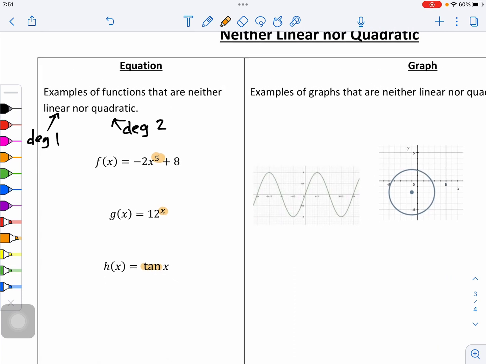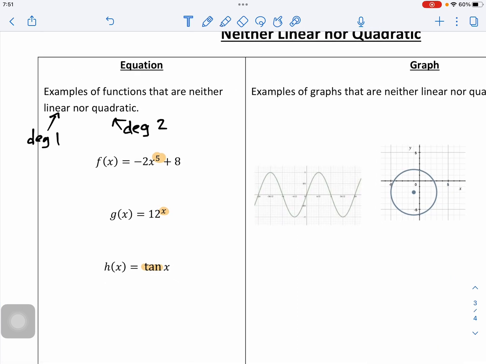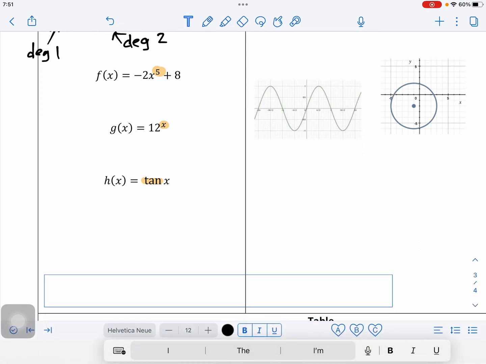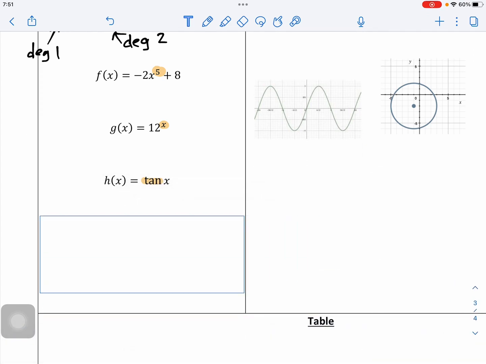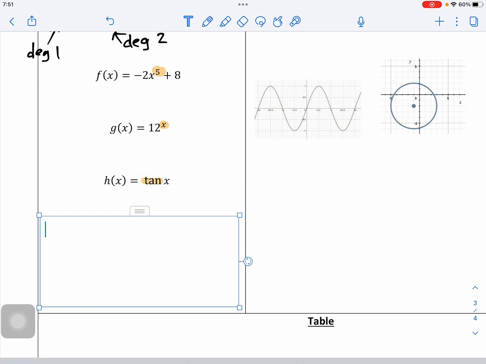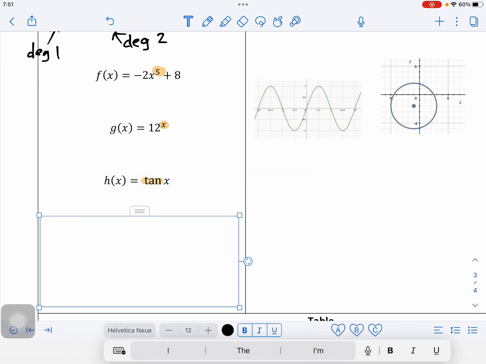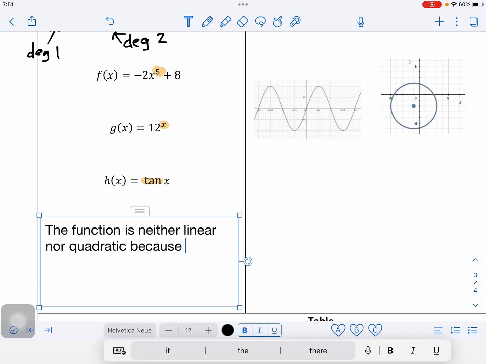So when I'm looking at an equation, I'm trying to decide whether or not my function is linear or quadratic. I'm thinking about the exponent. And if that exponent is anything other than a 1 or a 2, or it has trigonometry in it, then it's not linear or quadratic. So I would say that the function is neither linear nor quadratic because the degree is not 1 or 2.